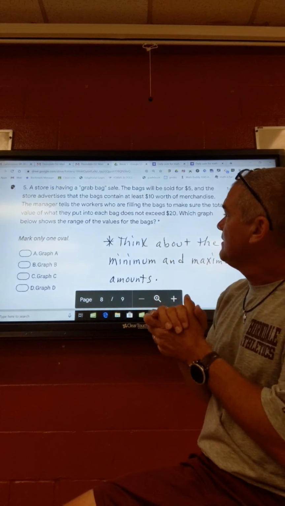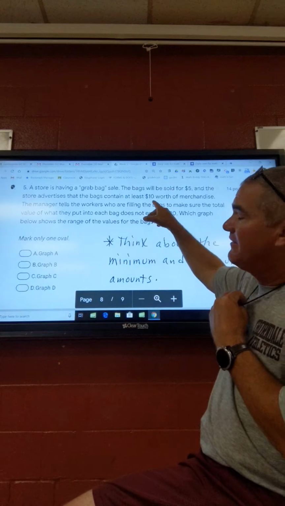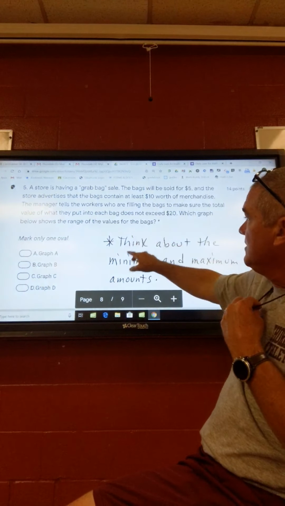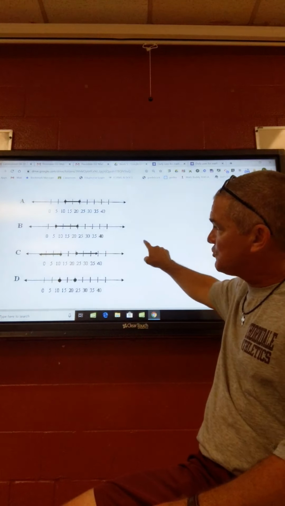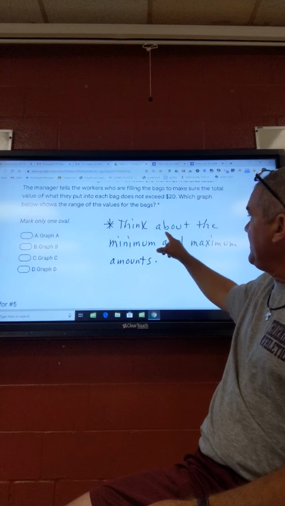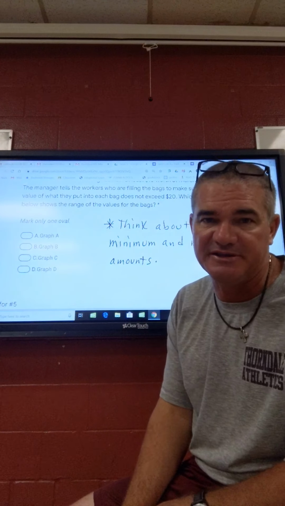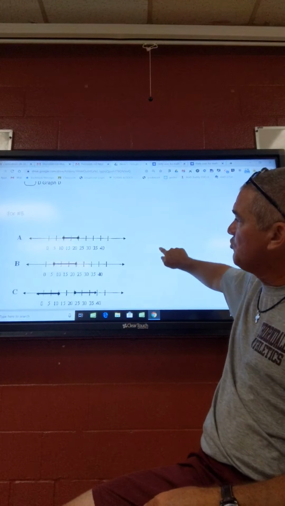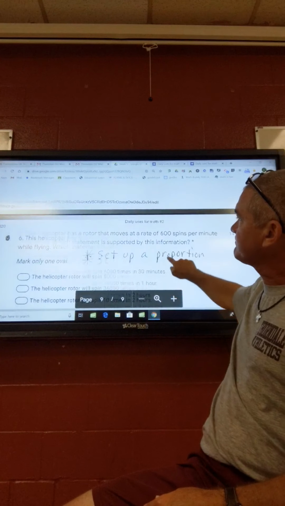All right, the store's having a grab bag. Their bags are sold for $5. They have to have at least 10, but they shouldn't have more than 20. So you have 4 graphs down here on the bottom to show you what range of prices the bags have in them. I just think about the minimum and the maximum amounts. That's all you got to do, and that'll tell you what your answer should be down here on the line graphs.